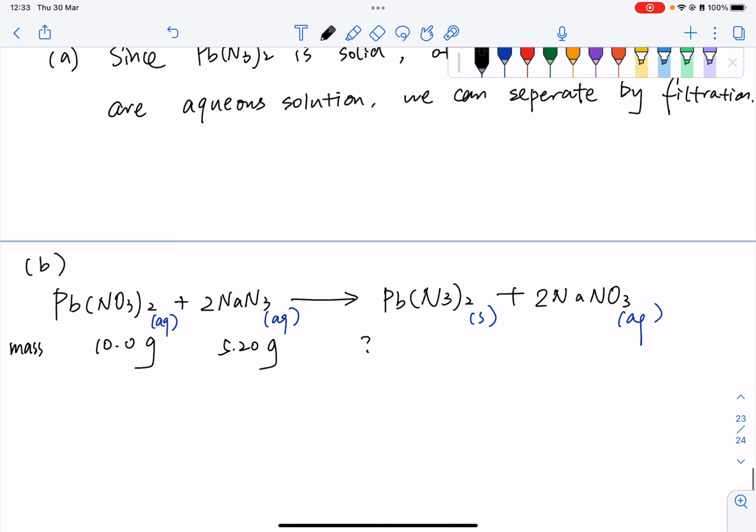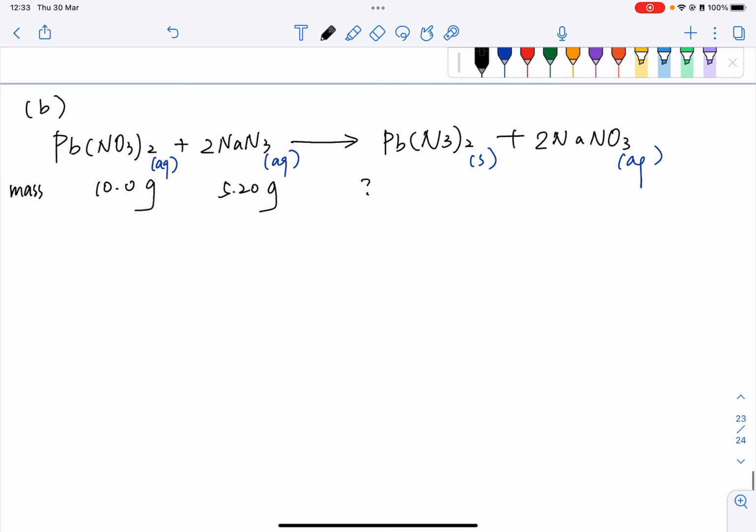What is the mass of Pb(N3)2 produced? Alright, for this part, remember, if the question gives you two masses, then we have to determine the limiting reagent, right? If we want to know the limiting reagent, then we have to know the ratio to coefficient. So if we want to know the ratio, firstly, what step should we do? We should find the moles for both reactants here, right?